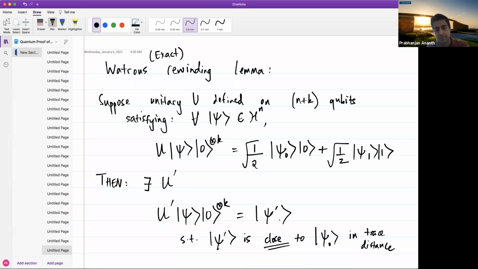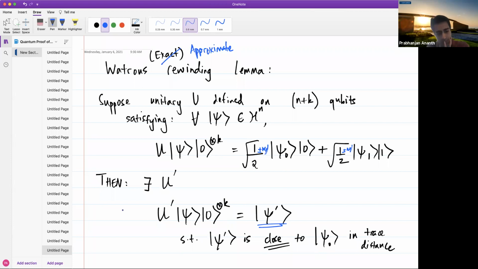Okay. So this is what the exact version of Watrous's rewinding lemma says. But there's also an approximate version, which says that it need not be exactly half. It can be half plus or minus negligible, right? So even then, you can come up with a unitary U prime such that U prime on psi gives you psi prime, where psi prime is close to psi 0.